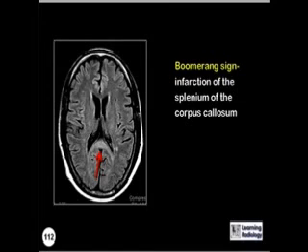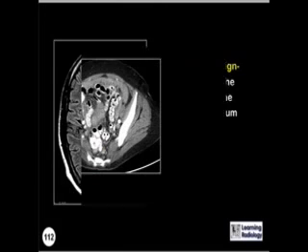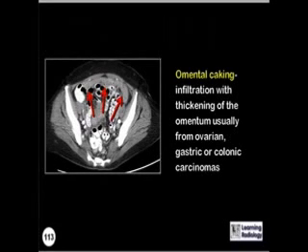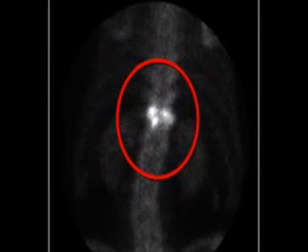This is the boomerang sign, which usually indicates infarction of the splenium of the corpus callosum. What is the descriptive name given to this appearance? This is omental caking, infiltration and thickening of the omentum, usually from an ovarian carcinoma, but also from gastric or colonic carcinomas as well. What is the descriptive term given to this appearance?